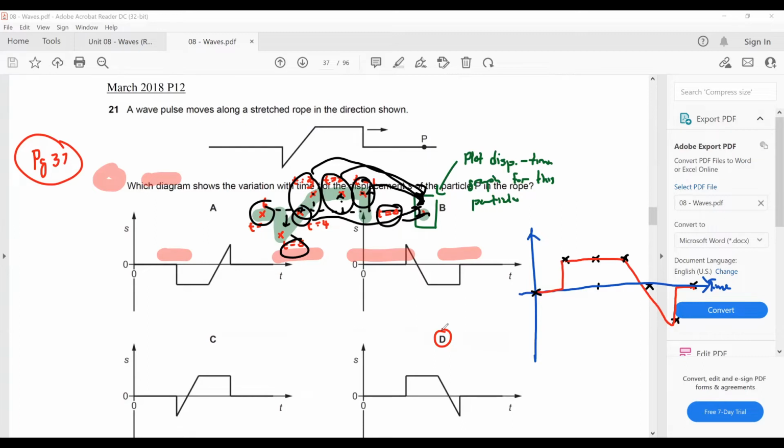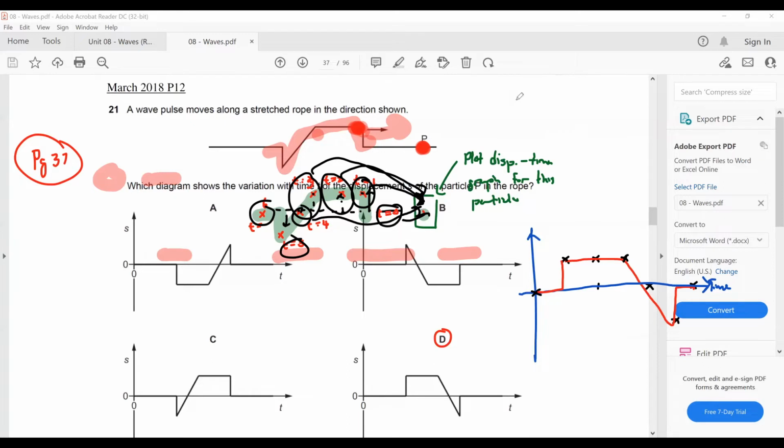You have to kind of visualize what happens when this wave pulse goes towards the right. So you think of it this way: which part of this wave will hit particle P first? When that part hits particle P first, particle P will displace according to that point. And so if you try to trace it out one by one, it should be answer D. Okay. So just try to do it like that, and then you should be fine.